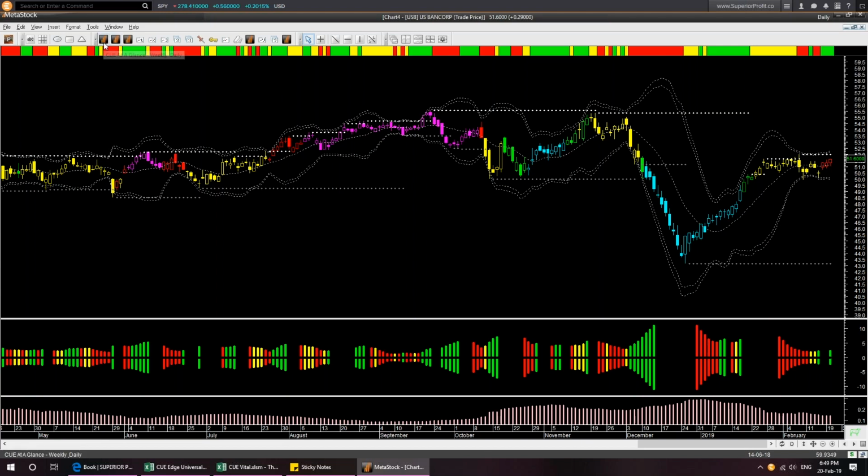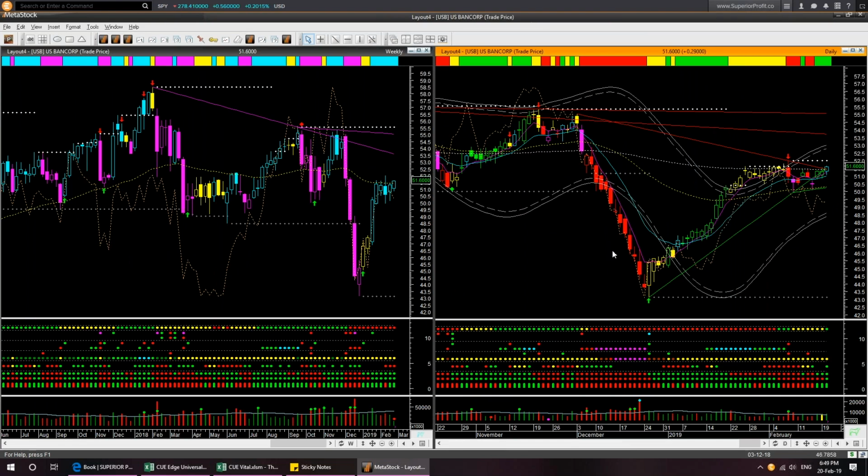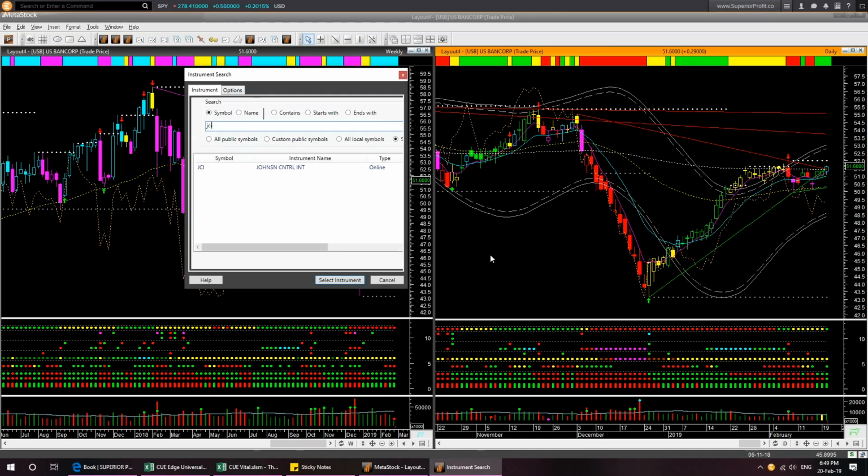If I come back to US Bancorp, and again I can click the menu bar, we found a trade setup, that is a trend following trade setup breaking out of memory resistance. And the second stock that we found was JCI.